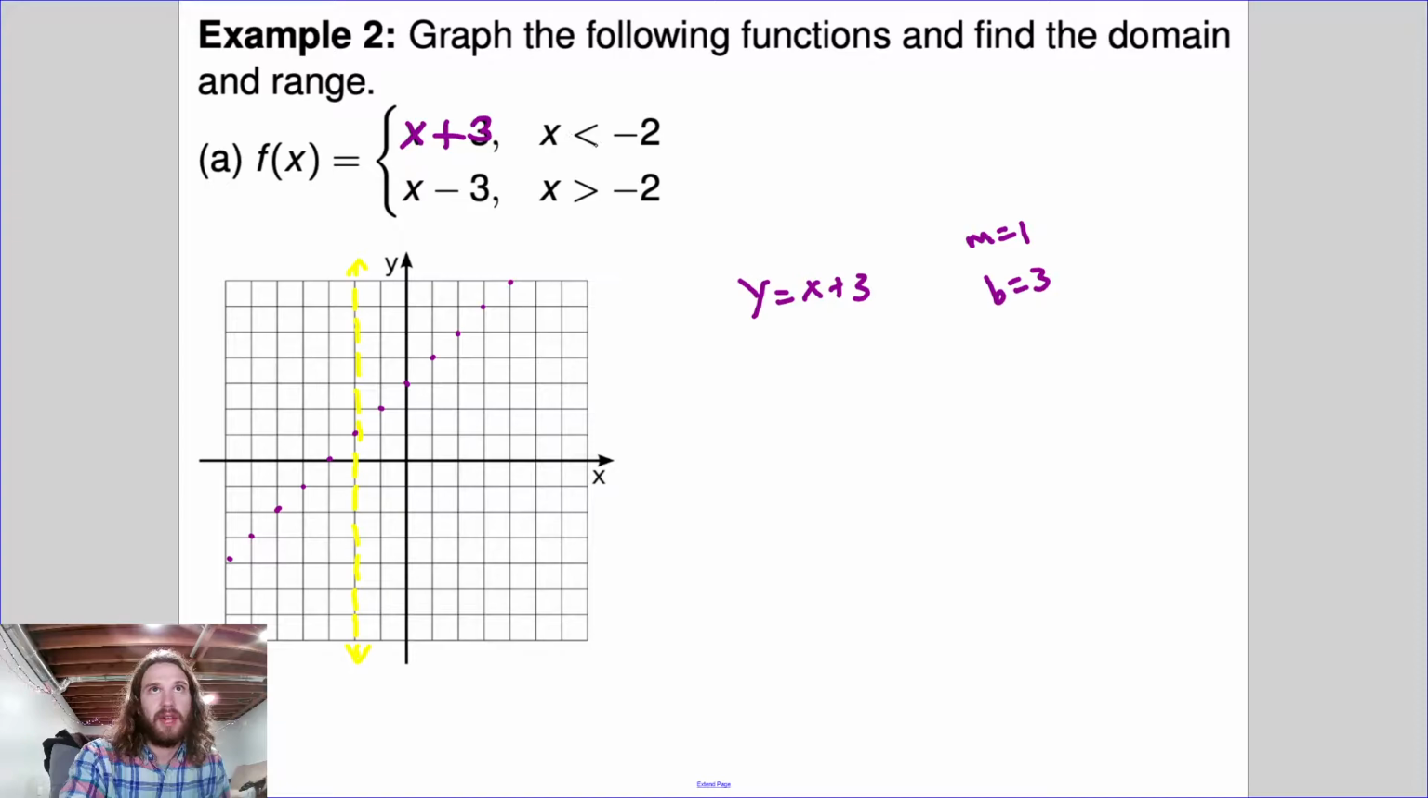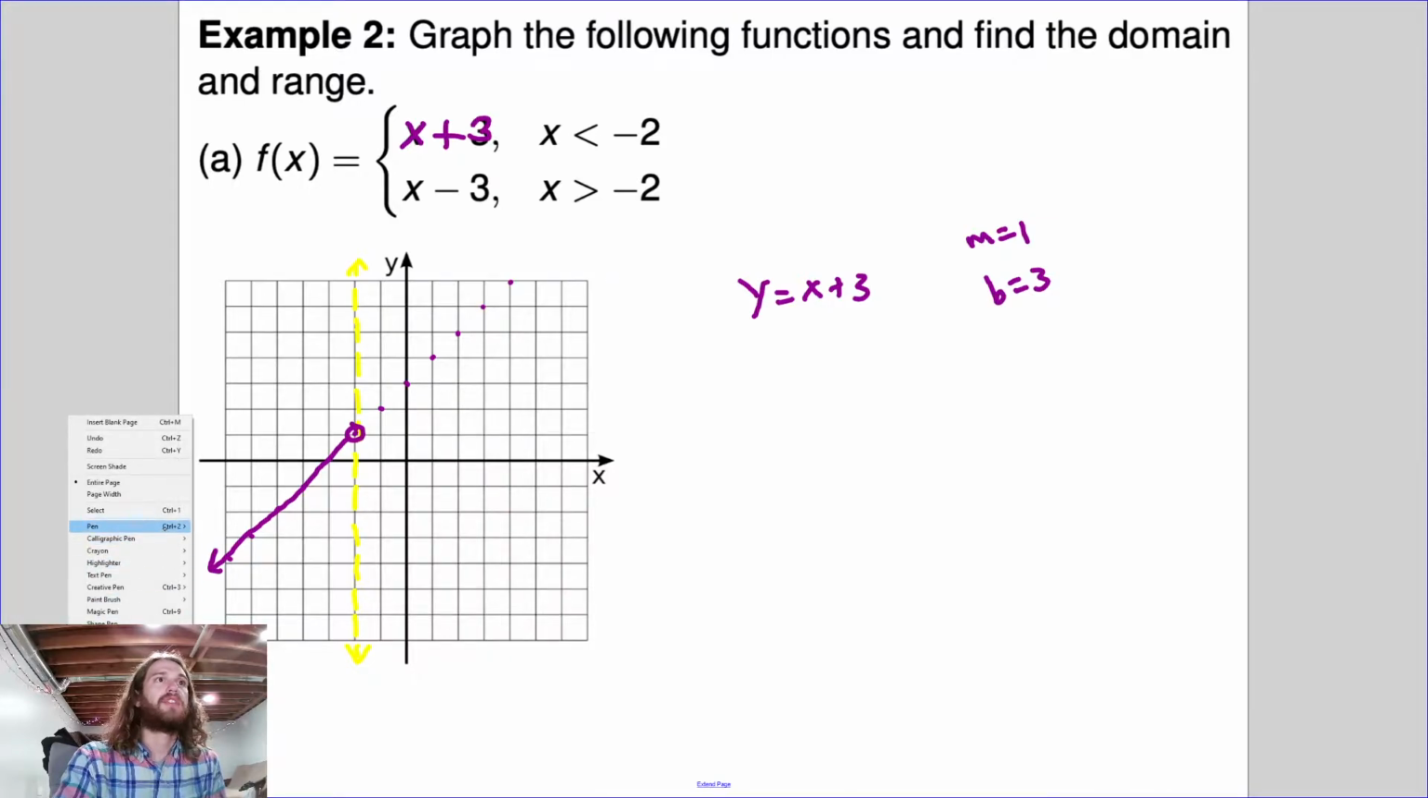It says that on the boundary is an open circle. So we have an open circle on the boundary, and we're only shading, or only graphing, the part of the function that is less than negative 2. Great. Okay, let's switch colors.